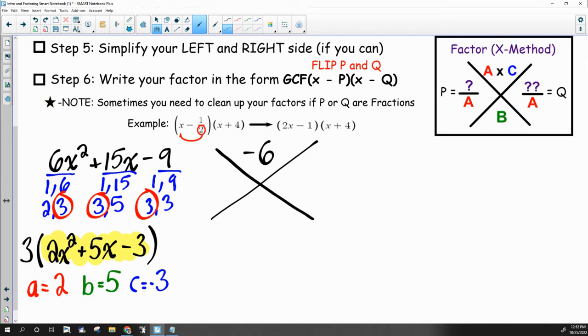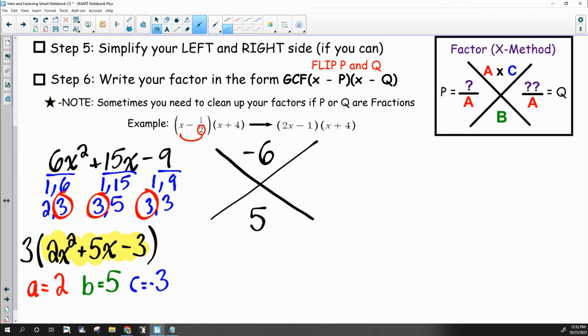On the bottom, we look at our little cheat sheet, is our B value. Our B value is 5. Write it on the bottom. Okay? That's step 3. Check it off. Step 1, 2, 3, done.